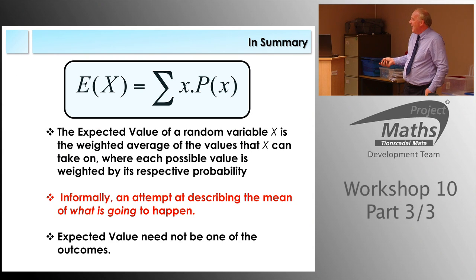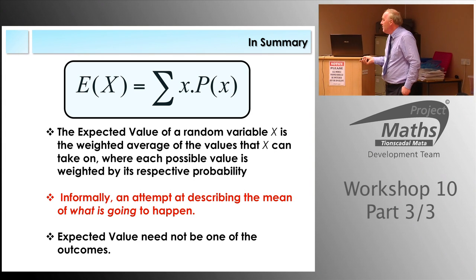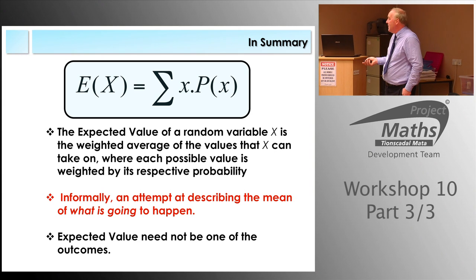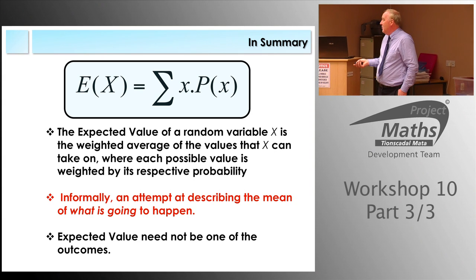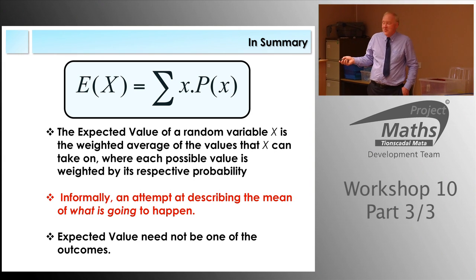Now, the expected value of a random variable is the weighted average of the values that x can take on, where each possible value is weighted by its respective probability. An attempt at describing the mean of what is going to happen, and needs not be one of the outcomes, as we saw. And some of us see the world in terms of expected value. We're very different from the rest of you.